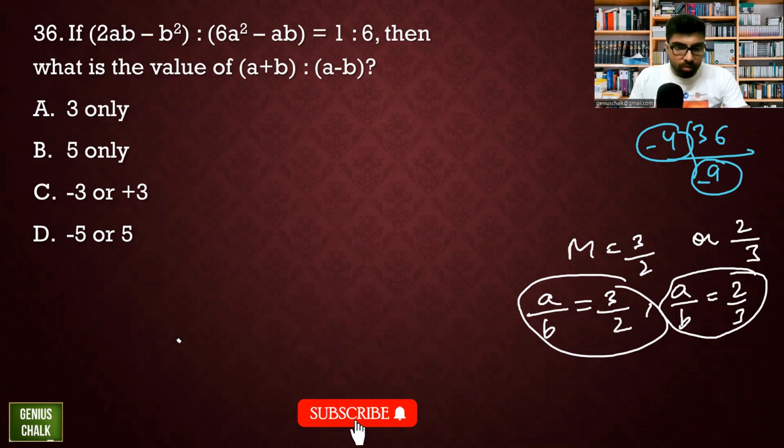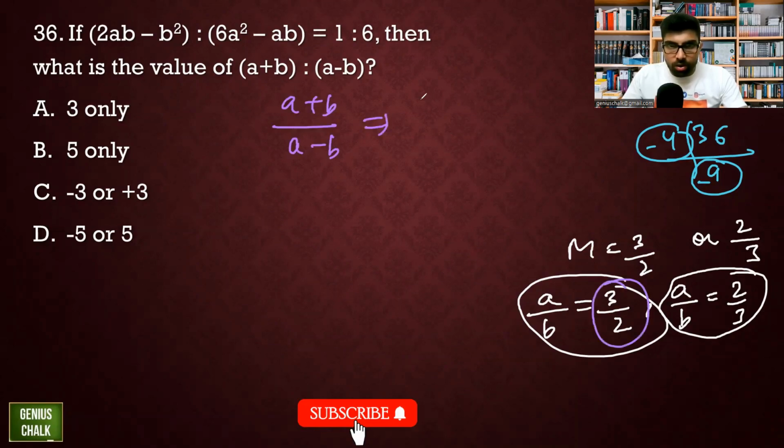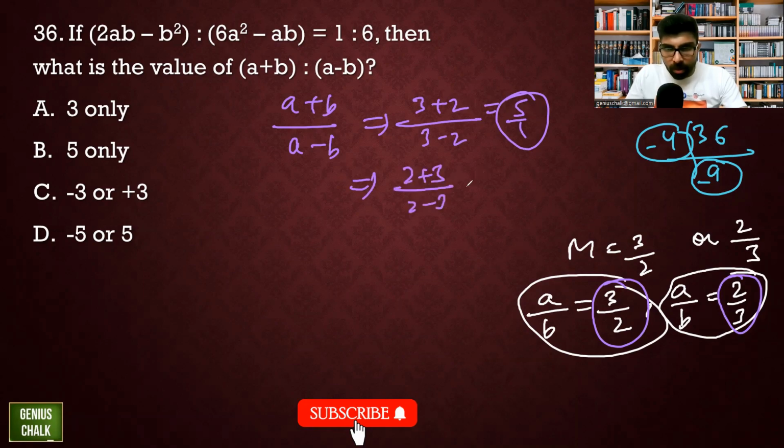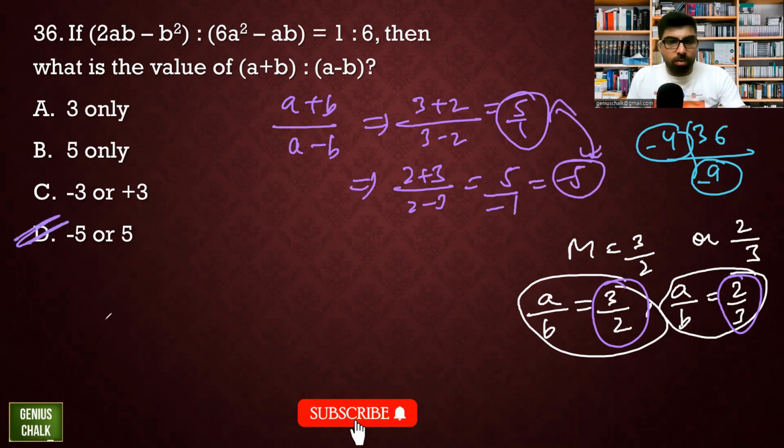So what is asked? It is asking you (a plus b) by (a minus b). Let's take a by b as 3 by 2 first. So it should be 3 plus 2 by 3 minus 2. So this is 5 by 1. So 5 is possible. Second, if I put a by b as 2 by 3, so 2 plus 3 by 2 minus 3, that is 5 by minus 1, that is minus 5. So guys, there are two options for this, that is minus 5 or plus 5, and this is becoming my answer.